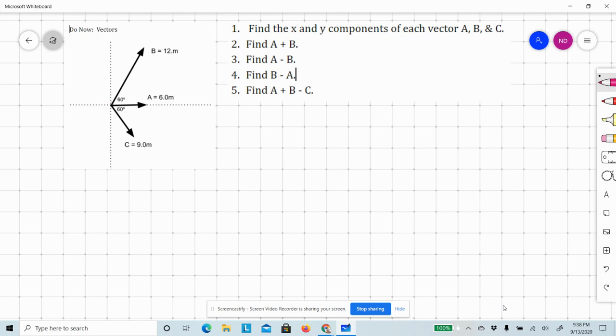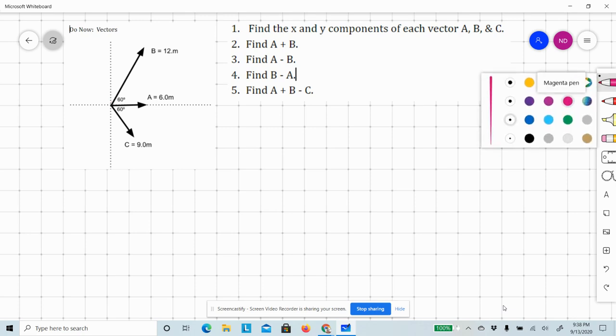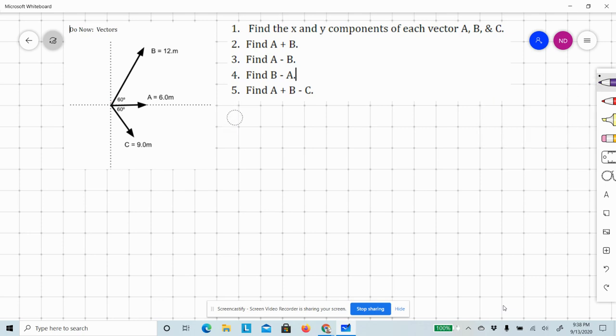All right, so you have these three vectors on this piece of paper or on the screen. And the first thing it says, and this is the first thing you should always do, is find the components of each vector. So here's how you do that. You're looking for the components of the three vectors.